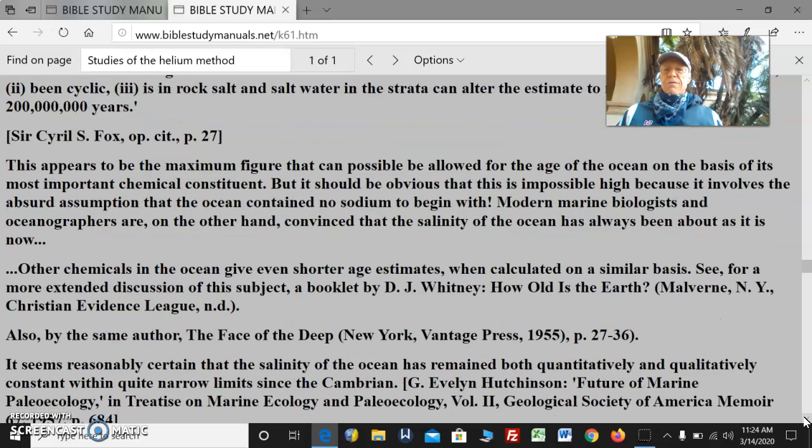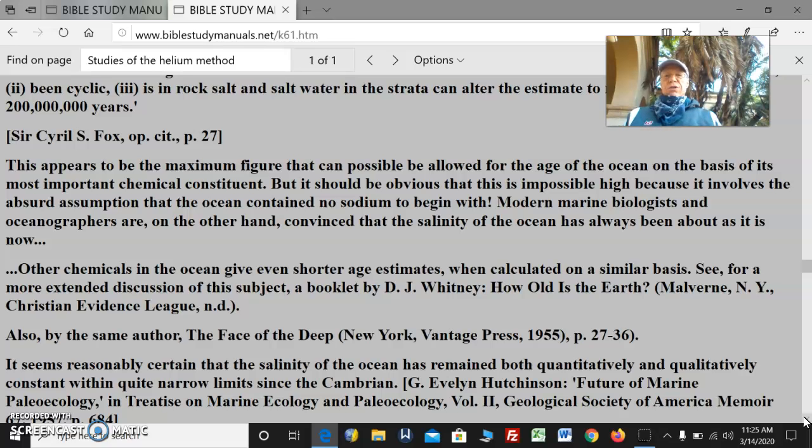This appears to be, Fox says, the maximum figure that can be allowed for the age of the ocean on the basis of its most important chemical constituent, salt. But it should be obvious that this is impossibly high because it involves the absurd assumption that the ocean contained no sodium to begin with. Wow, yeah. Modern marine biologists and oceanographers are, on the other hand, convinced that the salinity of the ocean has always been about as it is now.